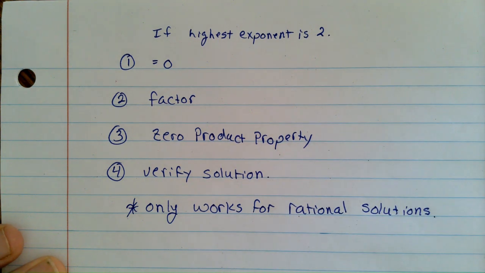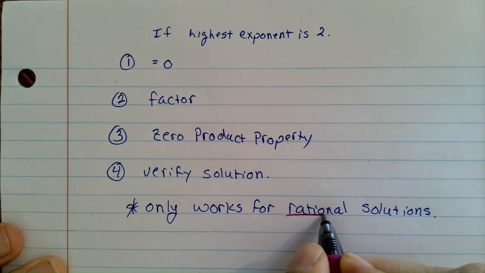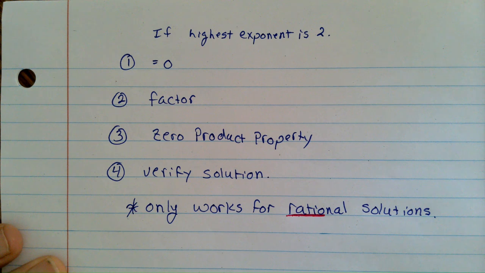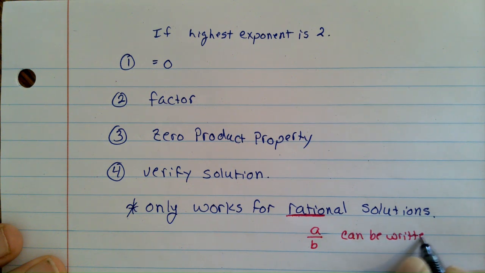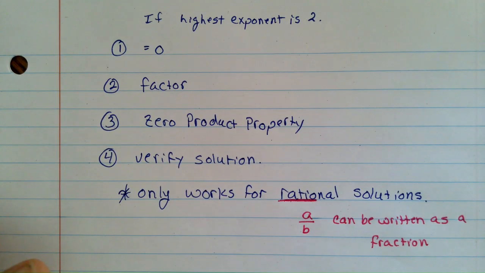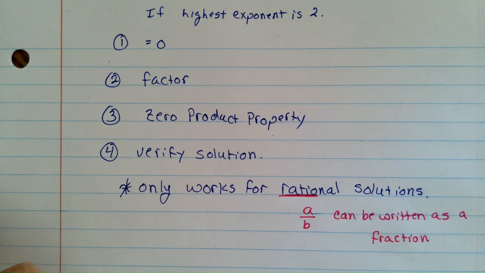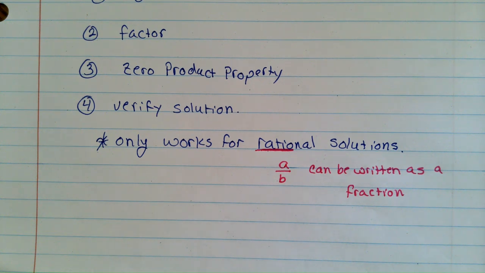This method only works when you have rational solutions. Now, I find my students forget the word rational a lot, so I'm going to bring that out. There's our root word, ratio. Ratio is like A to B. It can be written as a fraction. Now you might have said, hey, the answer a while ago was 7. Well, can't 7 be written as 7 over 1? Absolutely. So there we go. It happens.